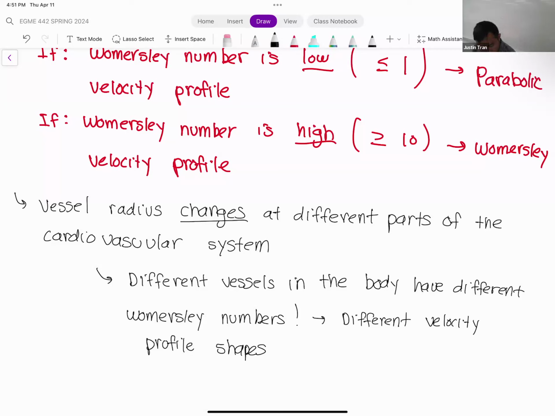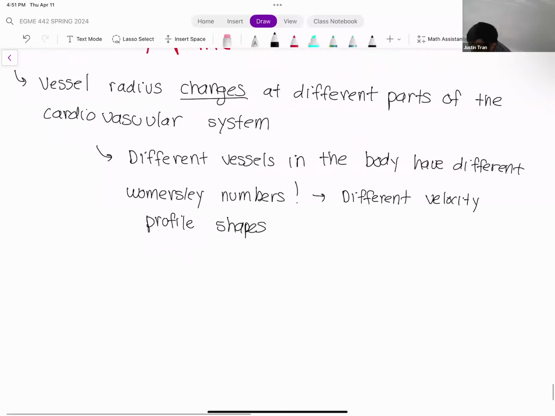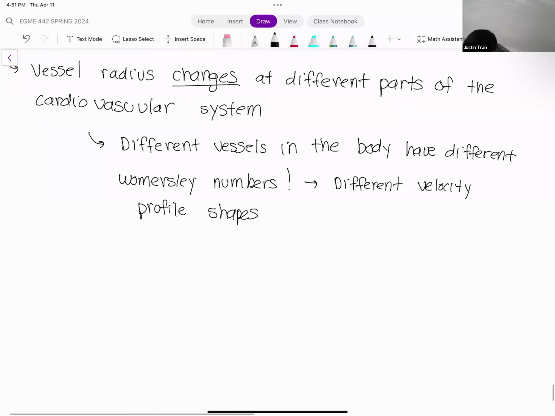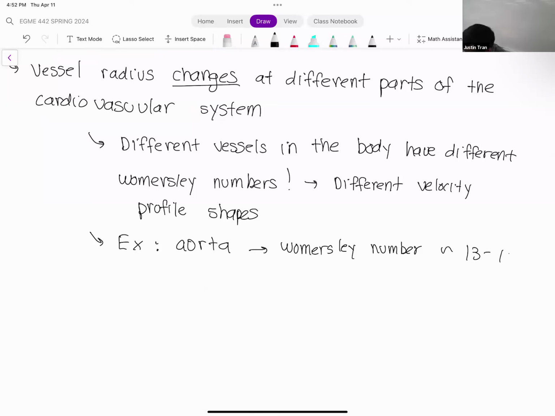So some examples. Some of the larger vessels, like a huge vessel like the aorta. Many of your project models have the aorta in them. These have Womersley numbers somewhere around 13 to 15. So fairly high. And that means in the aorta, you don't often get parabolic flow just because the vessel is so big.